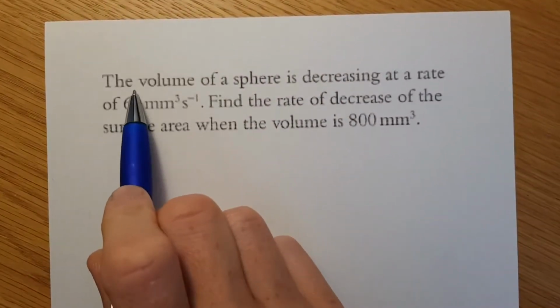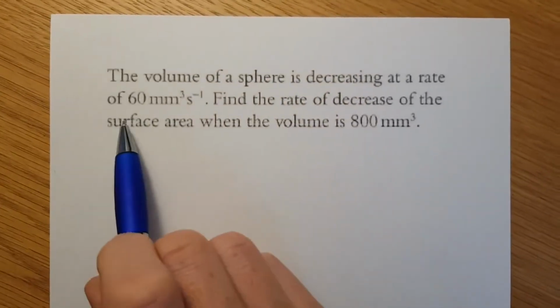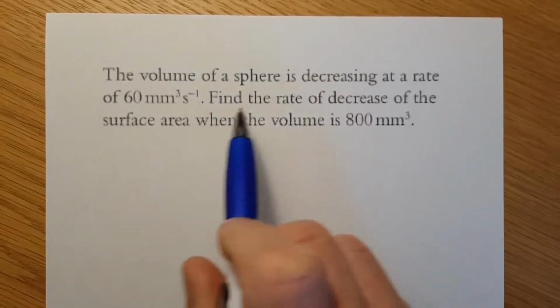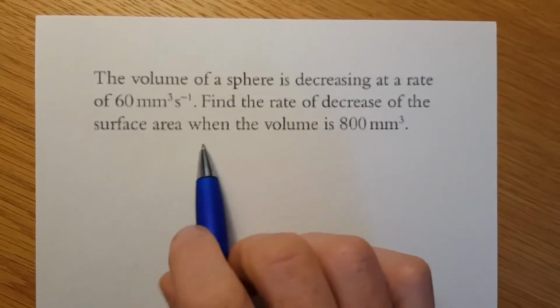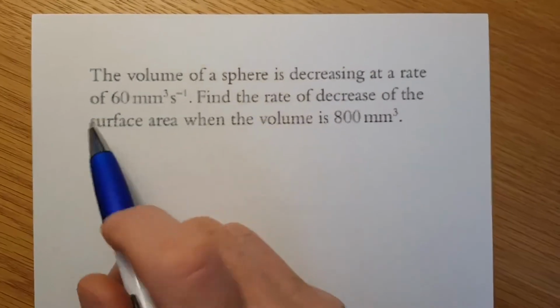So this question is about connected rates of change. The volume of a sphere is decreasing at a rate of 60 millimeters cubed per second. Find the rate of decrease of the surface area when the volume is 800 millimeters cubed.